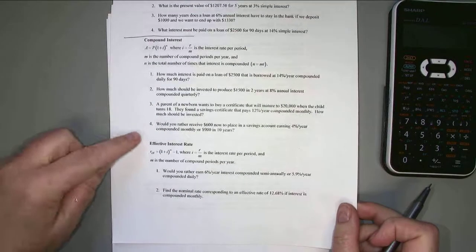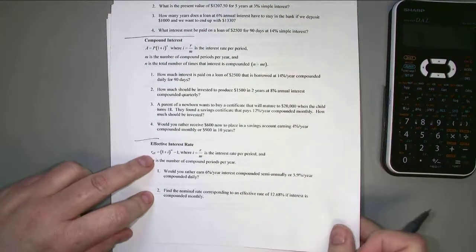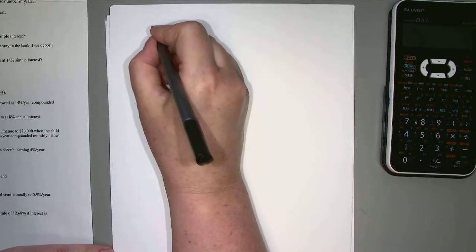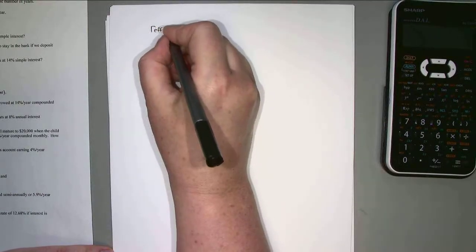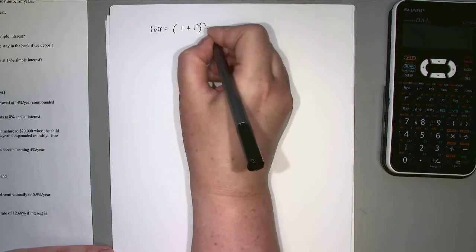Okay, so still on the same sheet. So we're at effective interest rate. So that's what we're going to look at, and there's a new formula for that. This formula is adapted specifically to convert interest rates to different forms.